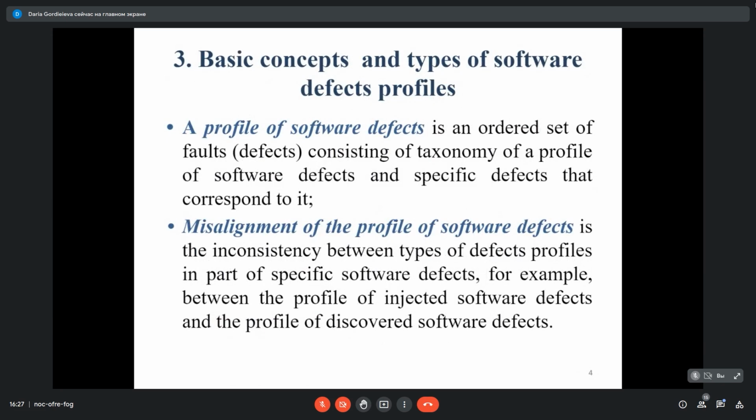On this slide, we introduce the basic concepts and types of software defects profiles. A profile of software defects is an ordered set of faults or defects consisting of taxonomy of a profile of software defects and specific defects that correspond to it. Misalignment of the profile of software defects is the inconsistency between types of defects profile in part of specific software defects. For example, between the profile of injected software defects and profile of discovered software defects.